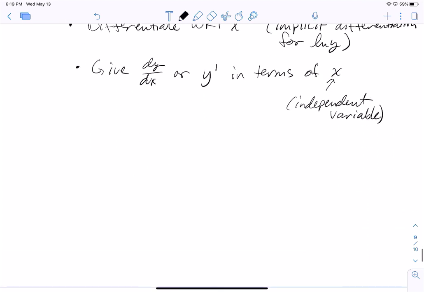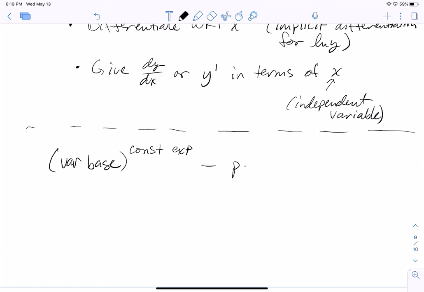Now, to put that in contrast with other things that we've seen, if we have a variable base with a constant exponent, then we just use the power rule. An example of that would be like x squared. That you would have seen in first semester calculus.